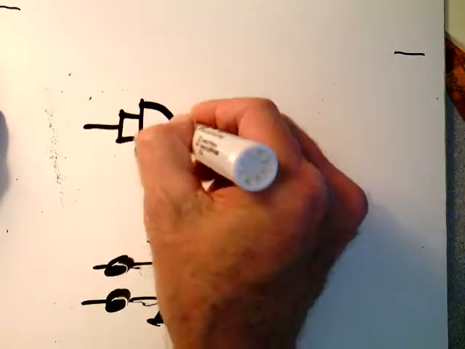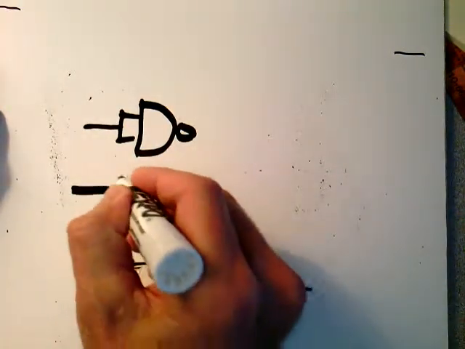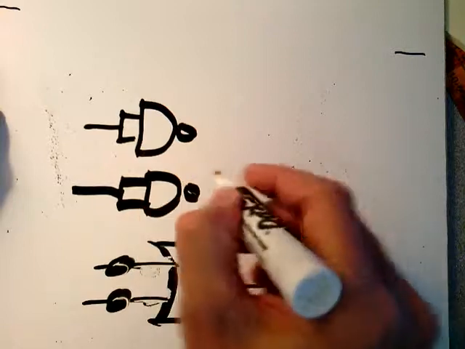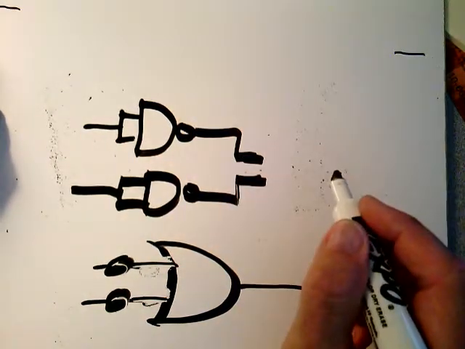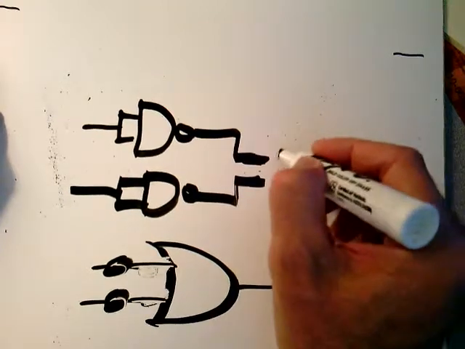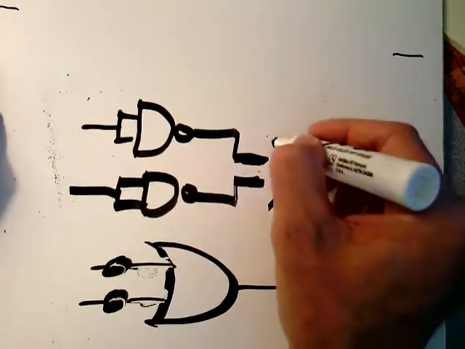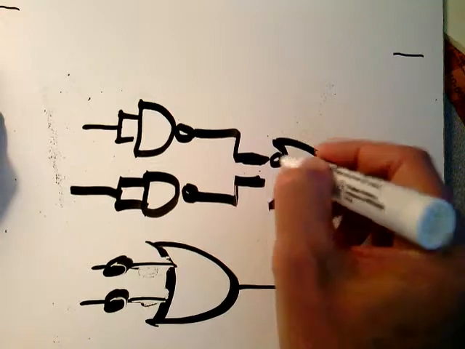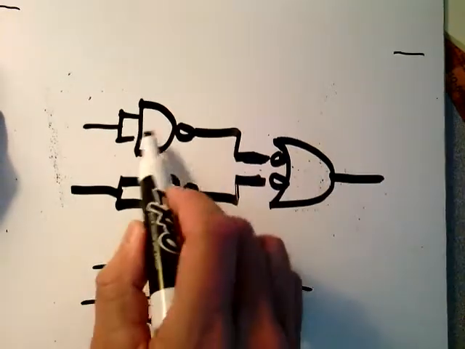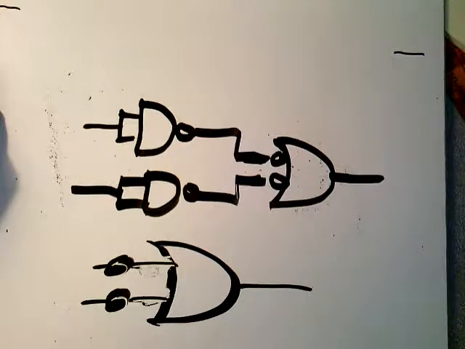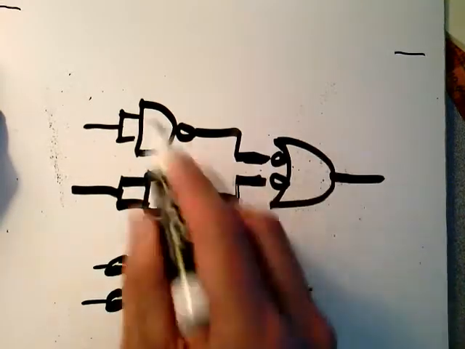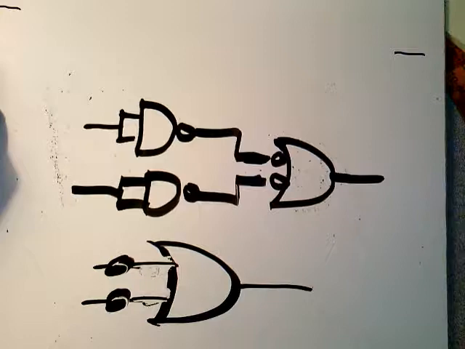Anyhow, there we have an inverter. There we have another inverter. Okay. And you run that into another NAND gate. A NAND gate, a NAND gate, and a NAND gate. There's 3 NAND gates, and those 3 NAND gates make up an OR gate.